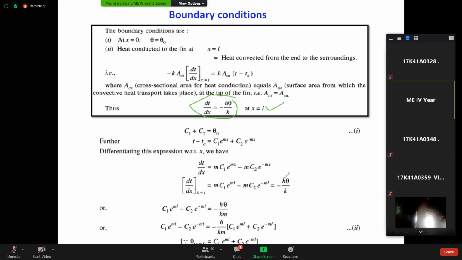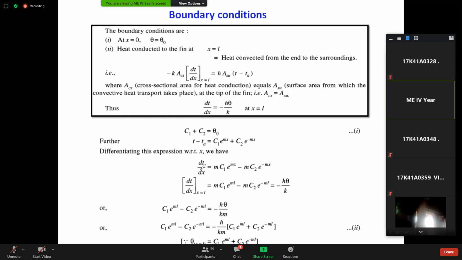That is the difference. The first boundary condition is the same for all. Now the same procedure you are supposed to do, but in place of 0, you put minus h theta by k. That is in your hands. Whoever does it on board or on screen, unless you practice, you cannot do it.